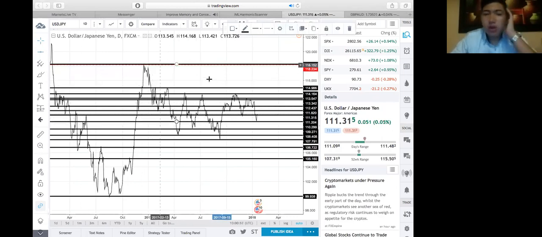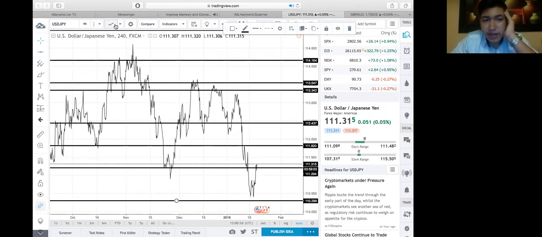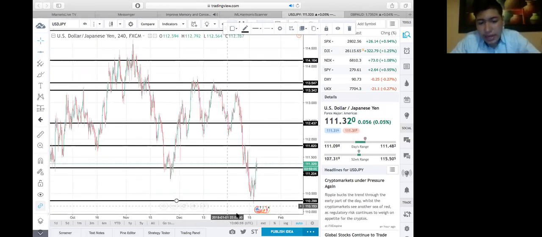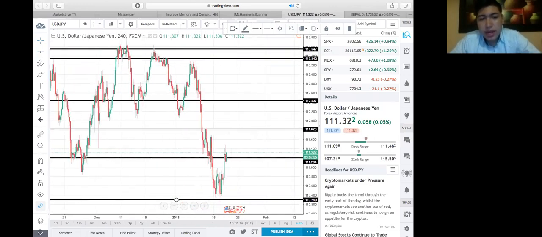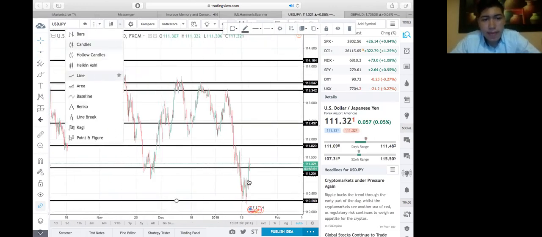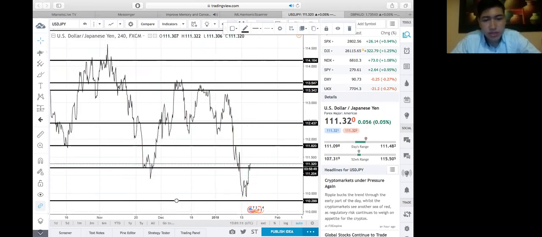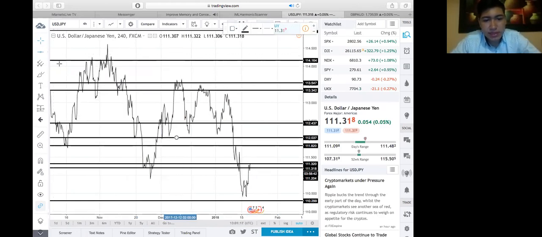Okay. Now I'm going to drop down to the 4-hour time frame, which means that if I put this in candles, each little candle is going to equal 4 hours. That means that every 4 hours a new candle opens and closes. So I'm going to put it in line so I can see the market way better. So let's draw the support and resistance. Any support and resistance that I'm missing?